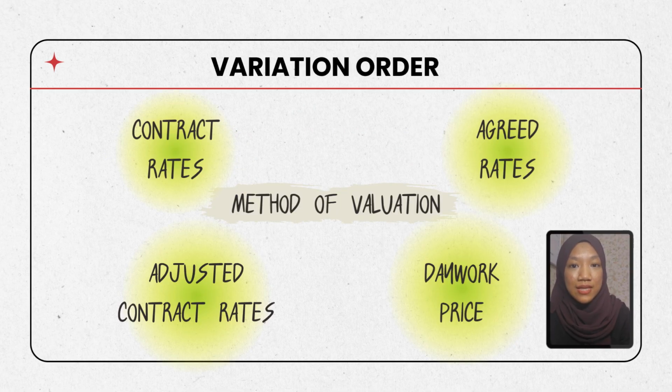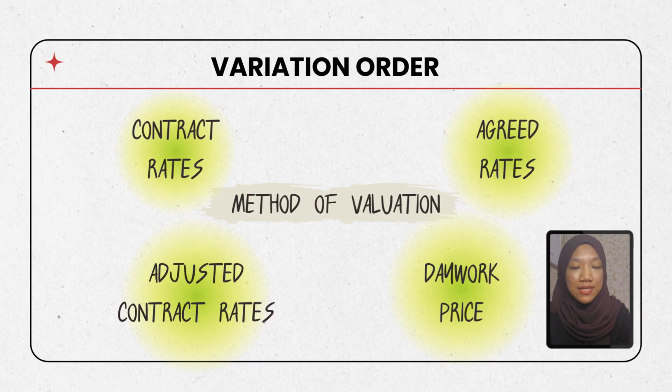If we take a look at this slide, there are four main methods of valuation and they are usually applied in order of priority depending on the circumstances. The first method is contract rates. This is the preferred method because the work in the variation is similar to the original contract work. Therefore, the existing rates in the bills of quantities can be applied directly without any changes.